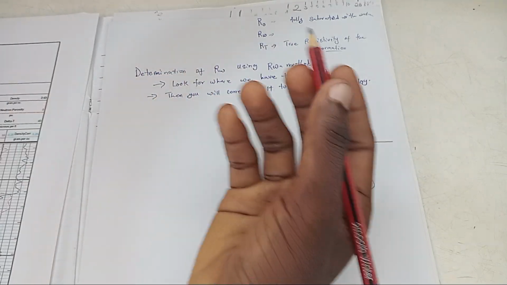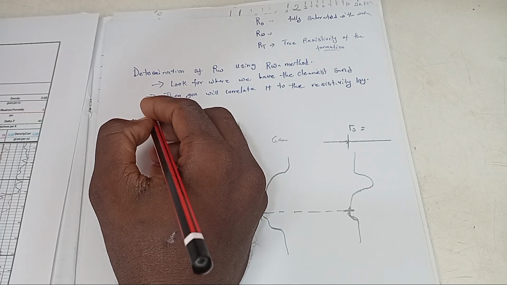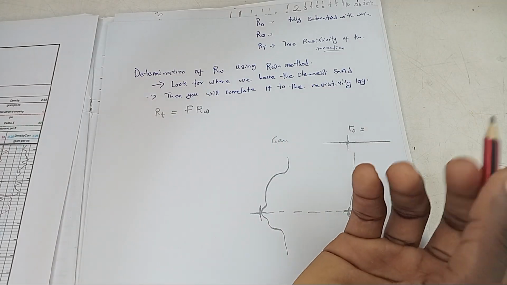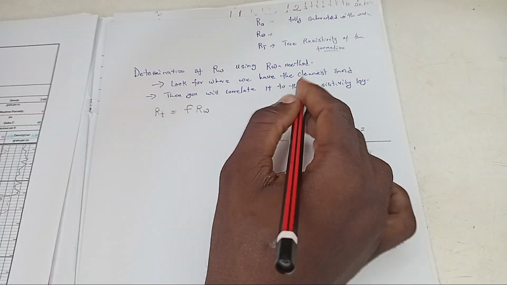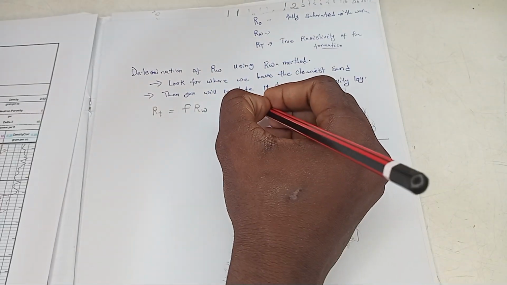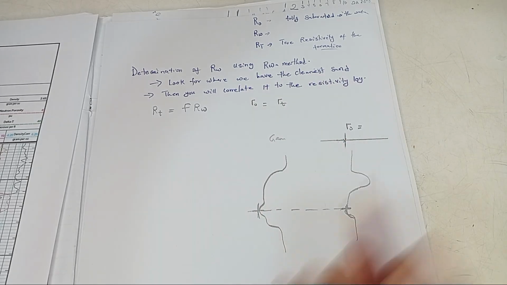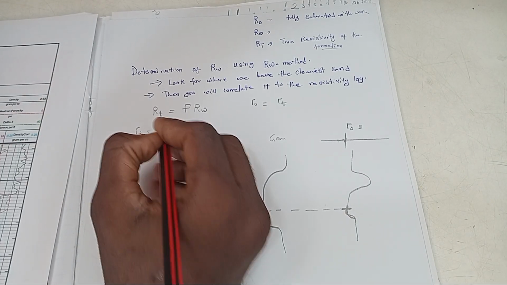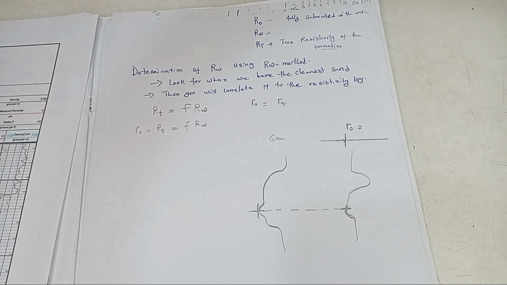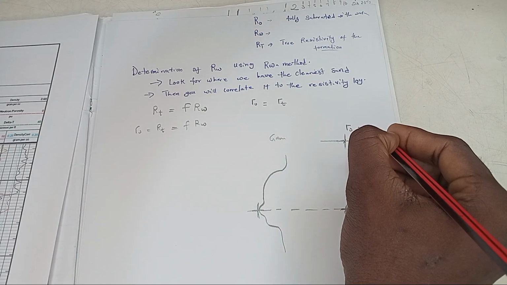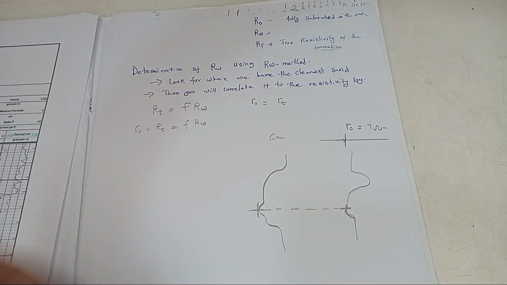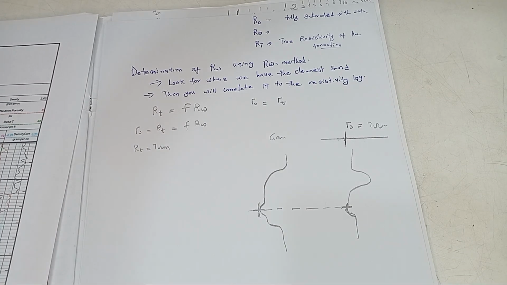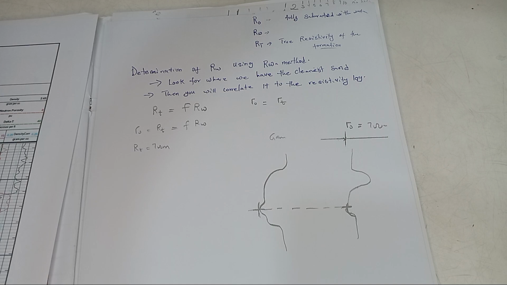So our formula, I didn't write that earlier, so forgive me, is that Rt is equal to F times Rw. But anytime we are solving for clean sand, we look for resistivity in the cleanest sand, and our R naught is always equal to our Rt. So that's how we get our R naught. So this R naught is equal to Rt in this scenario, F times Rw. The R naught that we got is 7 ohm meter, abi? Good. So we now say Rt is 7 ohm meter.